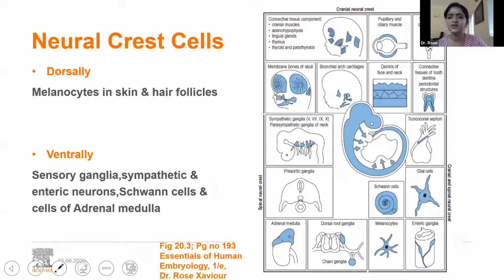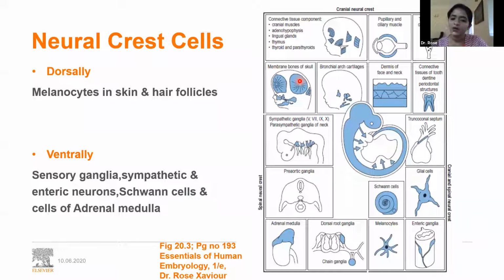If you have a look at this diagram, it will give the entire picture of the neural crest cells. In this region, you can see the cranial neural crest cells. The neural crest cells seen in the cranial region are giving rise to all these derivatives. You can see that it is giving rise to the connective tissue component of the cranial muscles, the thymus, the adenohypophysis, the parathyroids, and the thyroids. Then you can see the pupillary and ciliary muscle, then type I cells of the carotid body. Then we have already mentioned the dermis of the face and skin, then the branchial arch cartilages, and some contribution to the membrane bones of the skull.